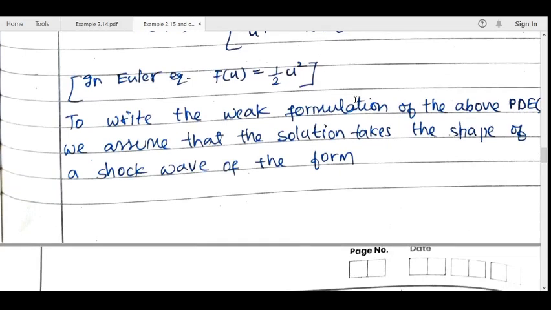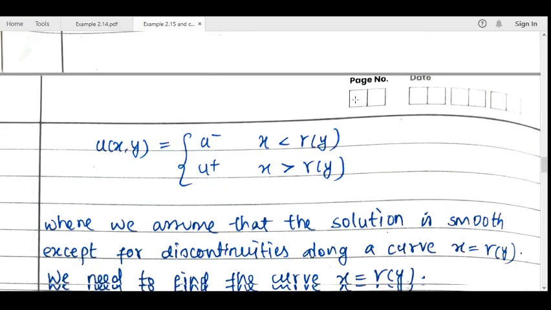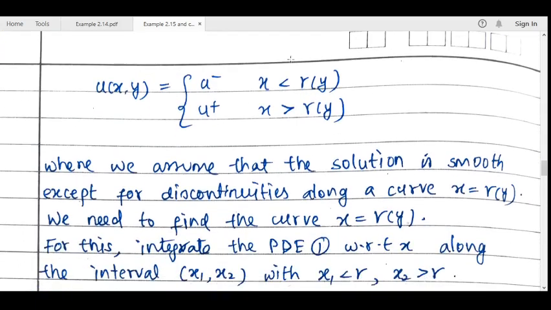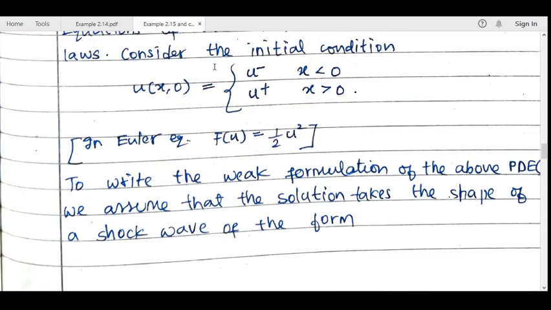As usual, we will assume that the solution takes the form of a shock wave, and in the solution we have u is u minus when x is less than gamma of y and u plus when x is greater than gamma of y. That is, the discontinuities lie on gamma of y, and there is no problem to the left or right of gamma of y. So our aim is to find the curve gamma of y. Then we have the solution, because u minus and u plus we already have from the initial condition.